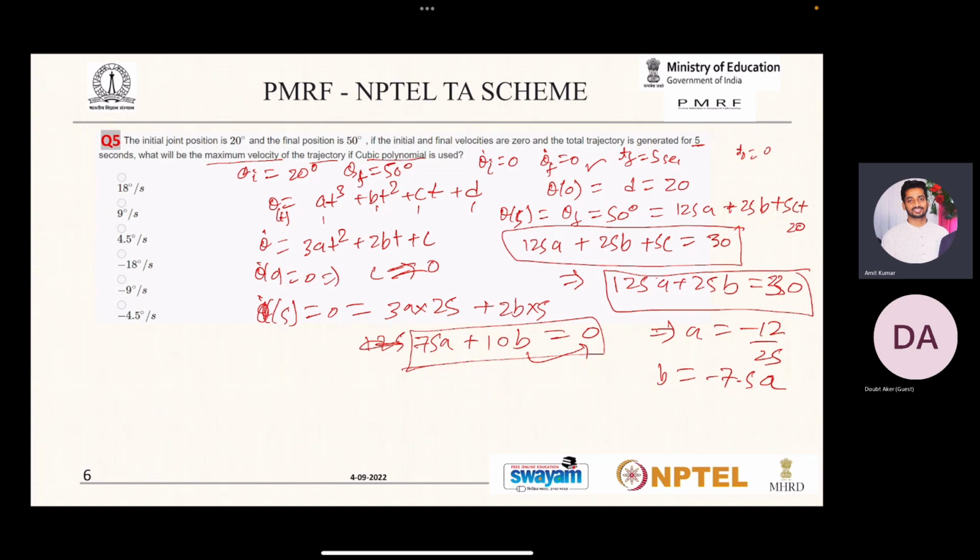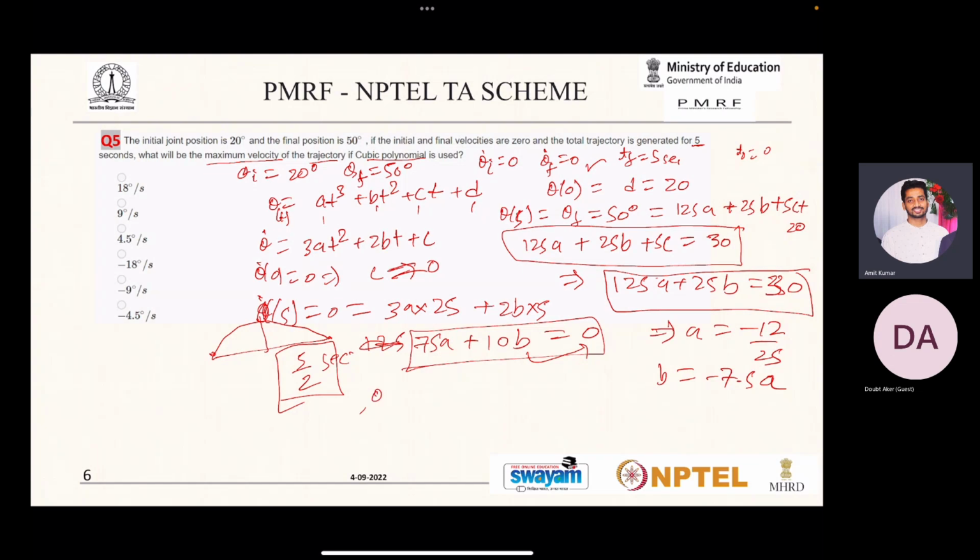Now here it is asked for the maximum velocity. We know that to find the maximum of some function, we have to take another differentiation and find the time when it becomes 0, right? But you know that the maximum velocity will occur in the middle of the time. The middle of the time is nothing but 5 by 2. So no need to find this time itself. You can use this 5 by 2 seconds.